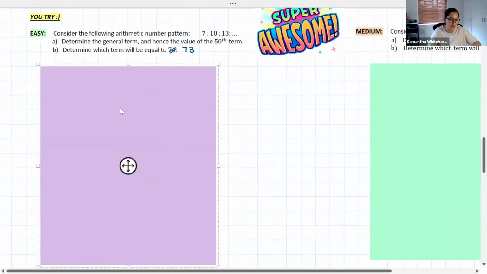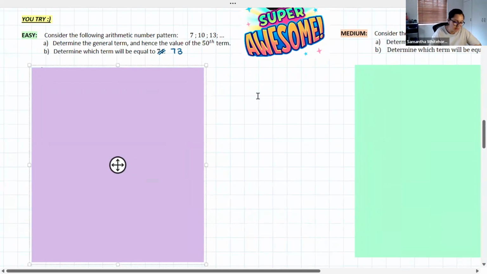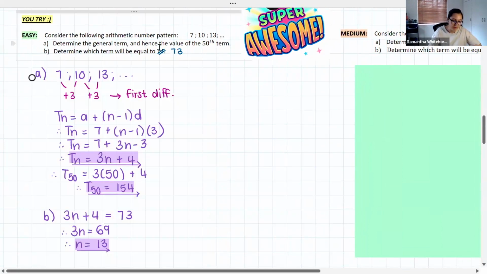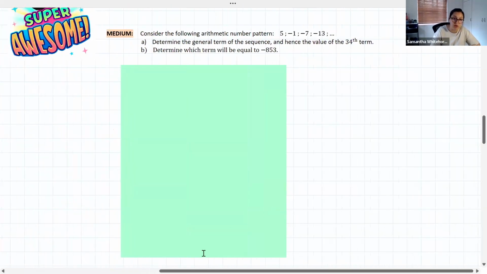So if you did this slightly easier question, I'll just get rid of that. Just remember I did change it here, but it was equal to 73, which term will be equal to 73 for B, not 74. But you're adding 3 each time, so it's an increasing relationship. Your general term was 3n plus 4. Term 50 was 154, and the 13th term was equal to 73. It looks like most of you tried the medium one though, so I'm going to go over there. I will let you screenshot both of them in a second.